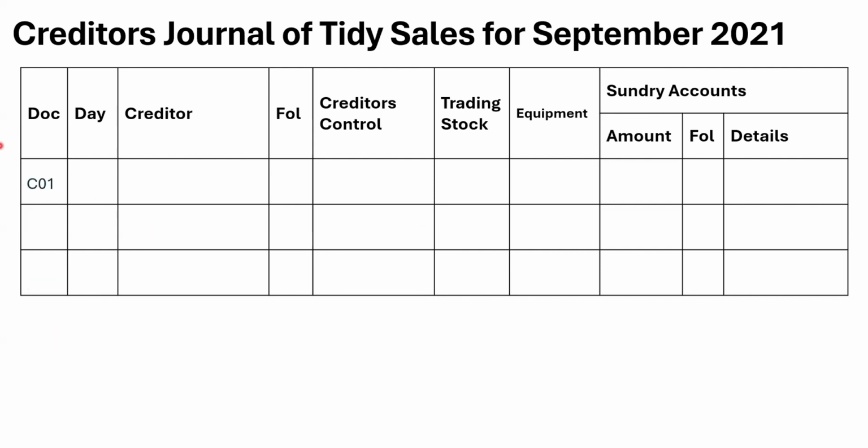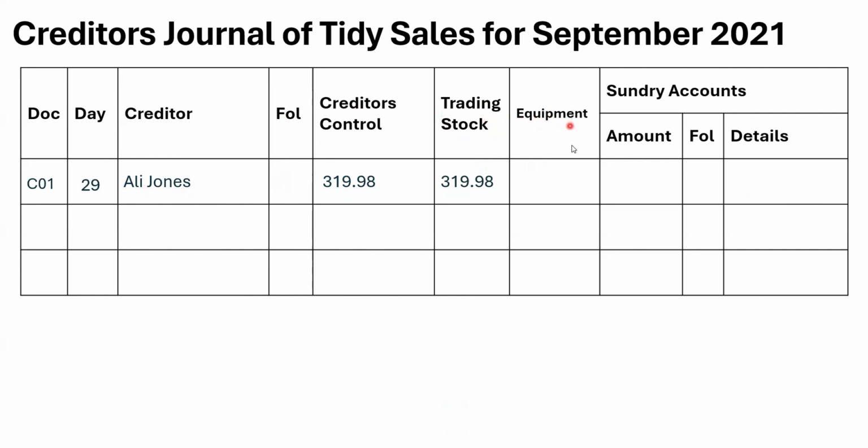So our invoice number, we will renumber to C01. Your very first transaction for creditors in your test will tell you to renumber the invoices. So here we've got C01. The transaction took place on day 29. Our creditor's name is Ali Jones. Folio you will only use when you are posting to a ledger. The total amount was $319.98. And then after posting the total amount in creditors control, you need to say what this money was for, and it was for trading stock. So we'll post it to the trading stock column.